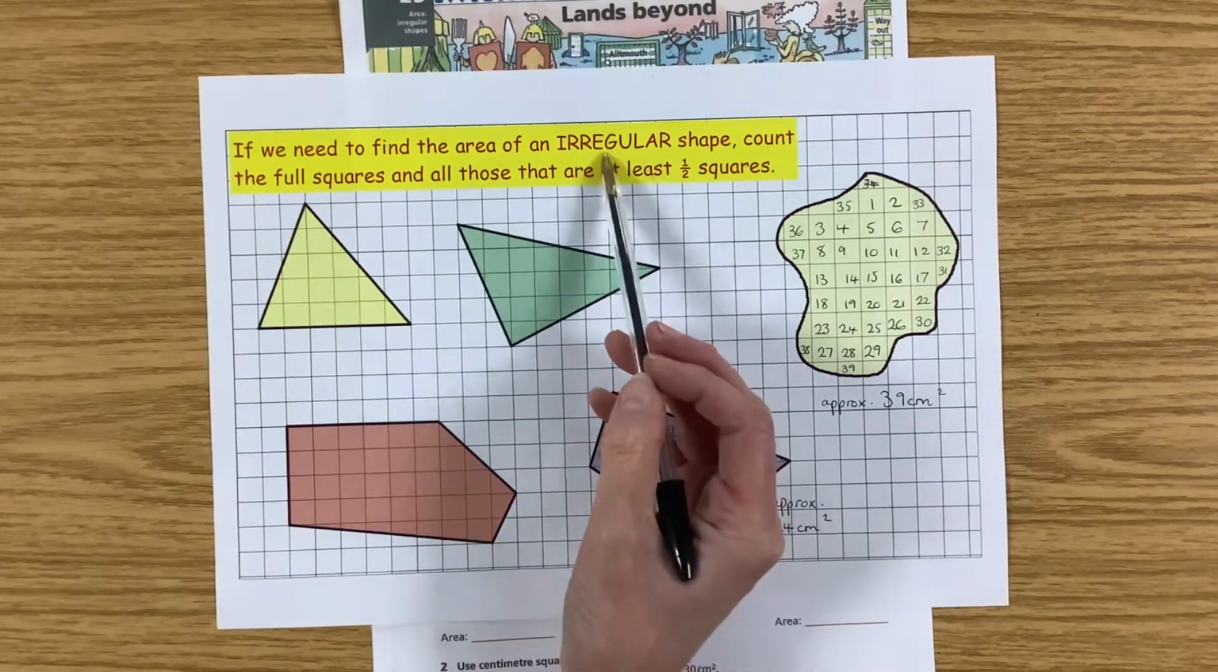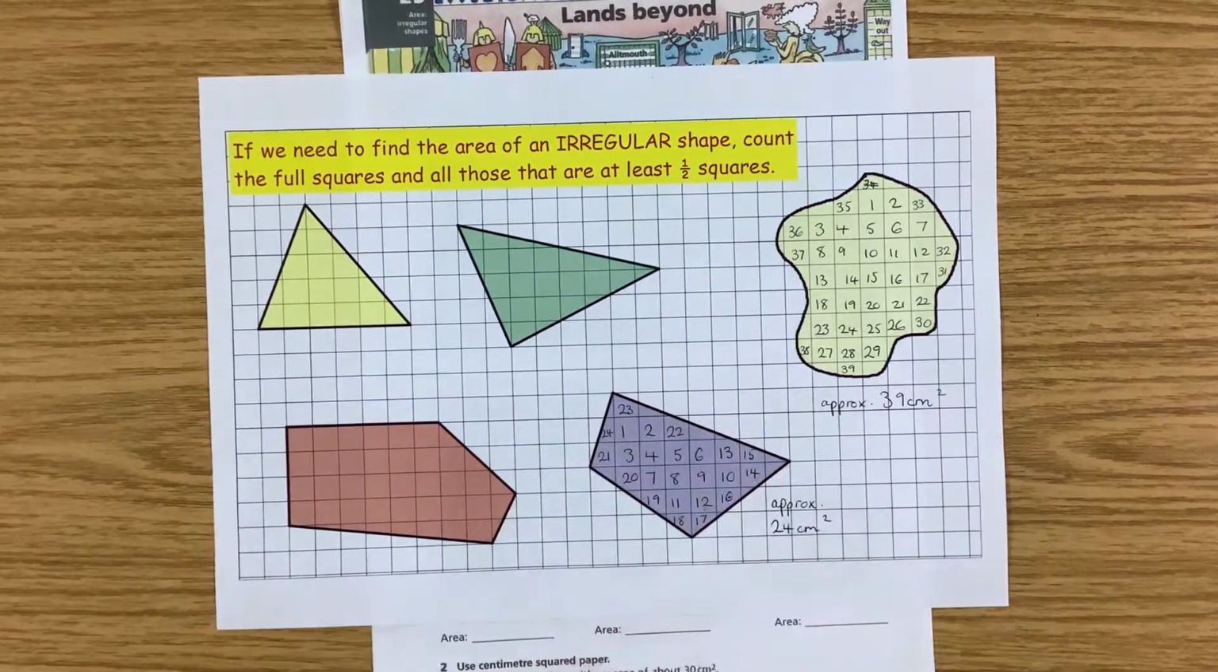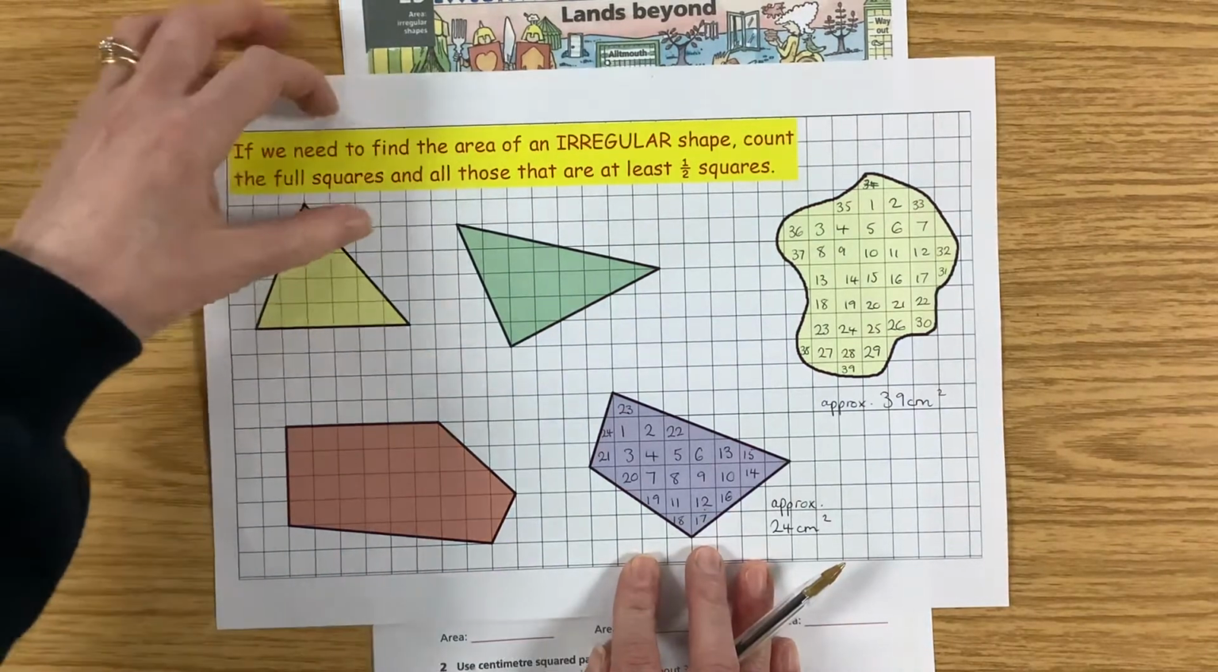So in an irregular shape, we start off by counting the full squares and all of the ones that are at least half. We're not writing half in any of these squares.